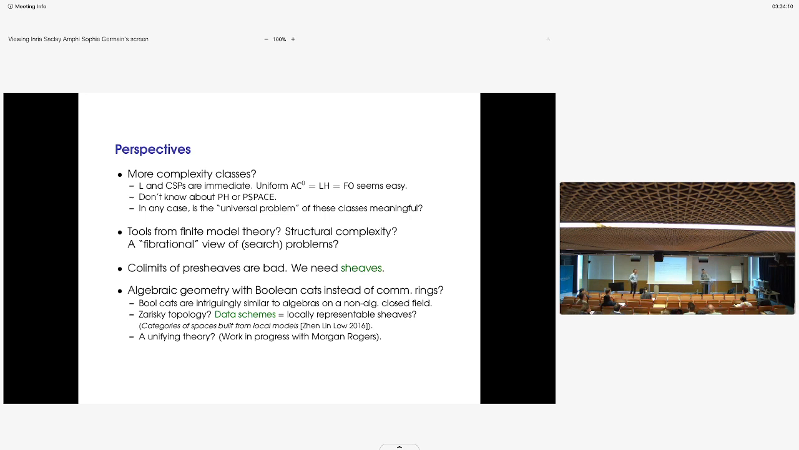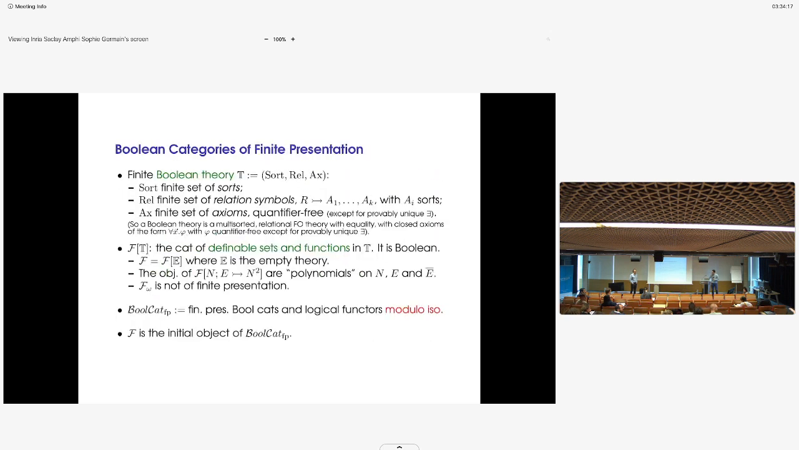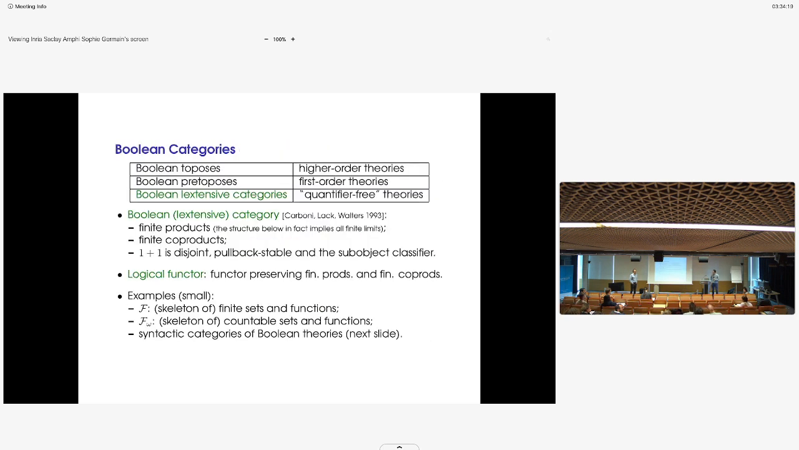Yes. I was a little bit confused by the separation you make between Boolean toposes and your Boolean categories. Correct me if I'm wrong, but if you've got all finite limits and a subobject classifier, you're basically at an elementary topos. No, because you don't have powers. Exactly. Yeah.